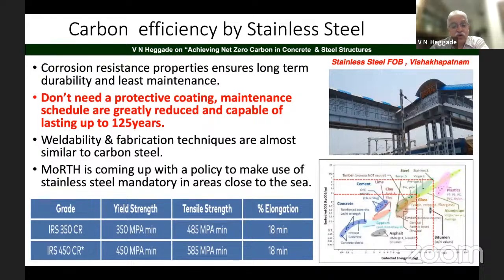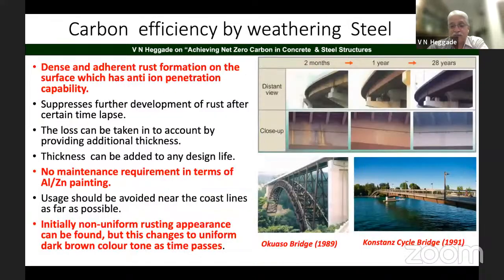And we can switch over to stainless steel. Stainless steel, it's in Visakhapatnam. I think that should be of interest. This is a FOB in Visakhapatnam making use of stainless steel, and it requires less intervention during maintenance. In the use stage, the carbon dioxide emission is always 38 to 60%.